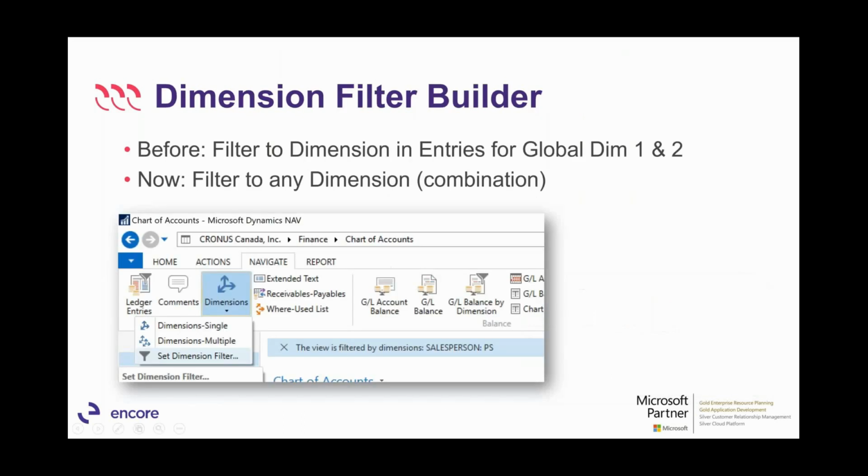And then there's one more thing, which is kind of my favorite in the NAV 2018 version, which is the dimension filter builder. So before, when you were in a chart of accounts, what you could filter on were your 2 global dimensions. Right now, you can build a filter based on whatever you want. So you can filter your sales by, let's say, a sales campaign from last winter, and then you can see all your ledgers which are connected to these sales campaigns, no matter what other dimension combinations there were.